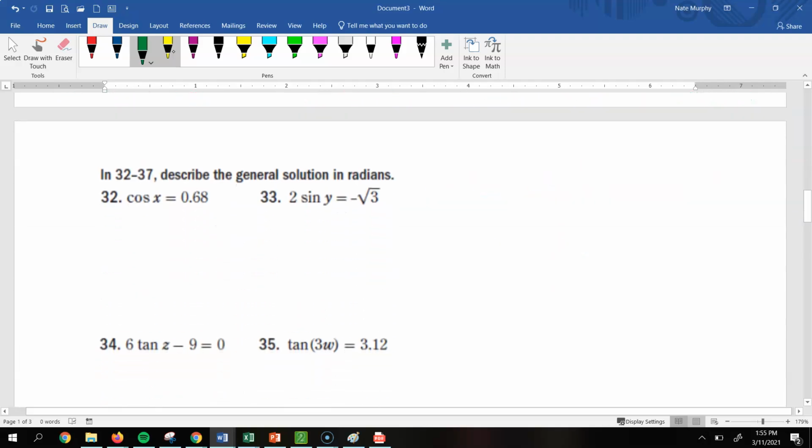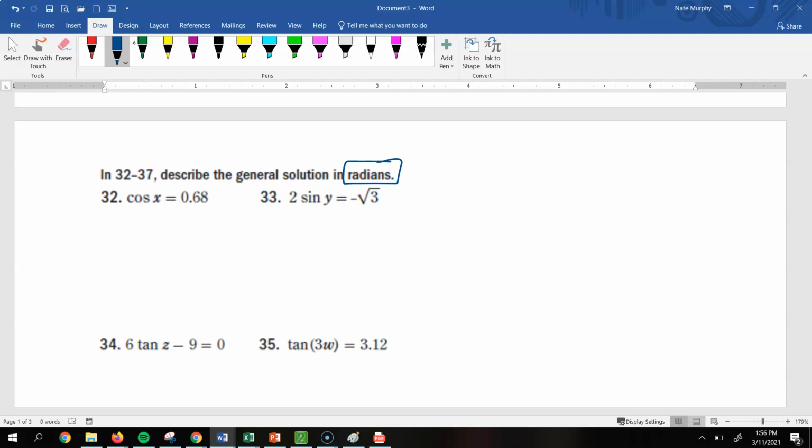All right, let's look at 32. Now for 32, for the purpose of this year, I'm less concerned about coming up with a general solution as I am about finding both solutions here. So let's start with the first one. So the first one is already, the cosine is already by itself. So to find what x is, we would take the inverse cosine of both sides. But before we do that, make sure your calculator's in radian mode. If your calculator's in degree mode, you're going to get the wrong answer.